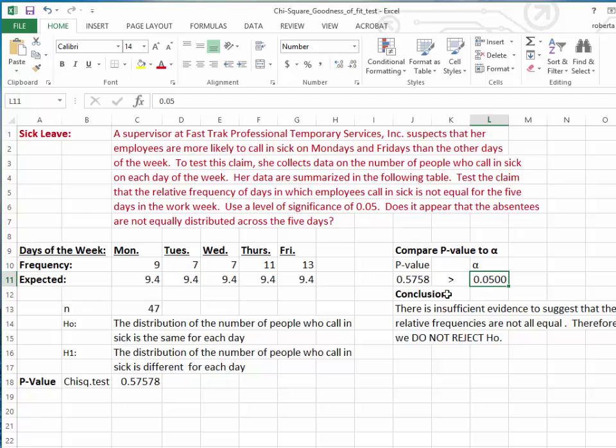And again, we notice that the p-value is greater than the given alpha. Again, there is insufficient evidence to suggest that the relative frequencies are not all equal. Therefore, we do not reject the null hypothesis, and the supervisor will have to say that approximately the same number of people call in sick every day of the week, versus more on Mondays and Fridays.